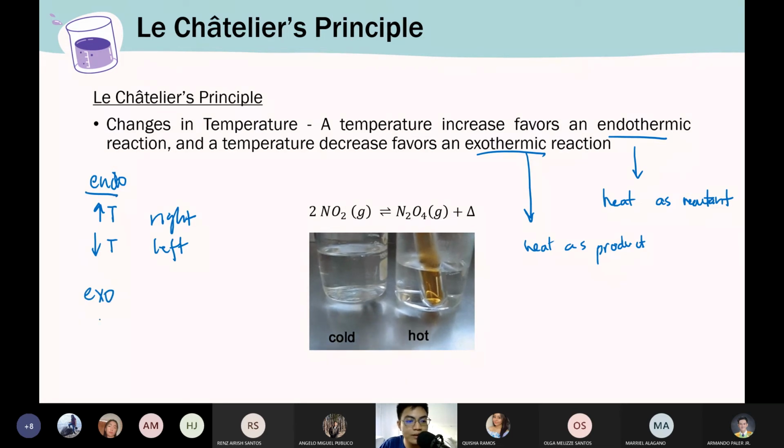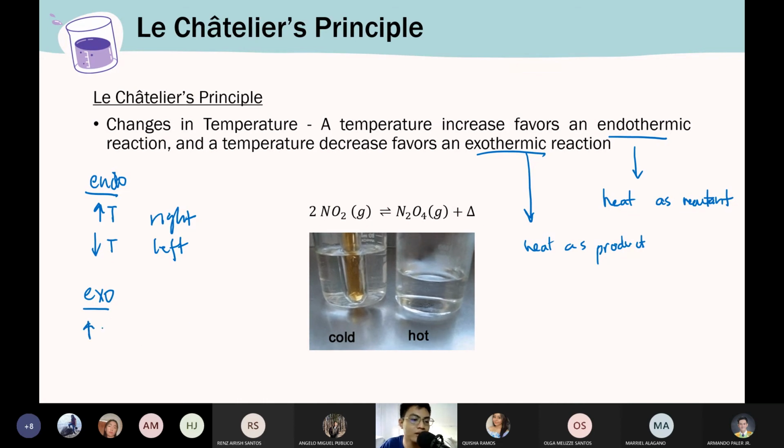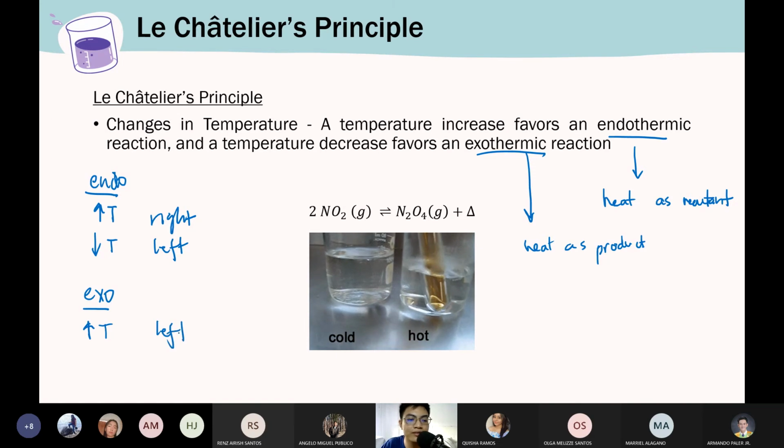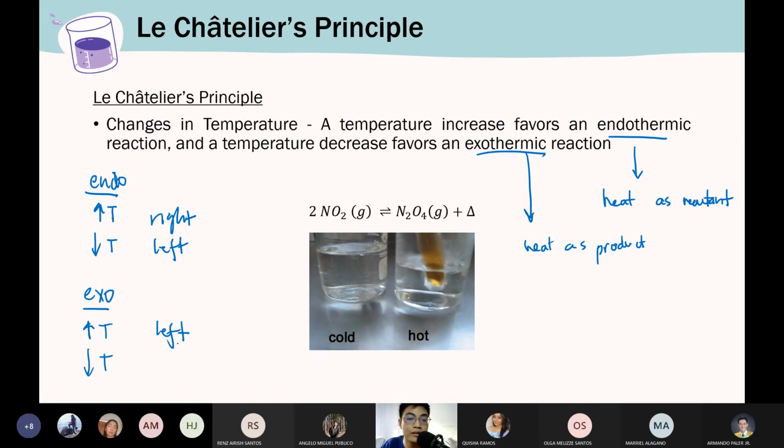Kapag exothermic naman, ito kakabisaduhin nyo lang talaga. Pag exothermic, you imagine heat as the product. So meaning, increasing temperature increases the products. Okay? So when you increase the products, the reaction goes to the left. And then when you decrease the temperature for an exothermic reaction, it decreases the products na. So meaning to the right yung reaction.